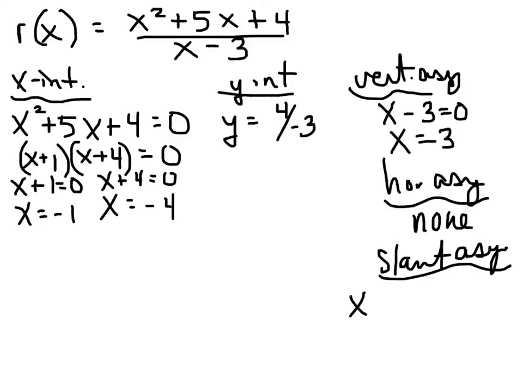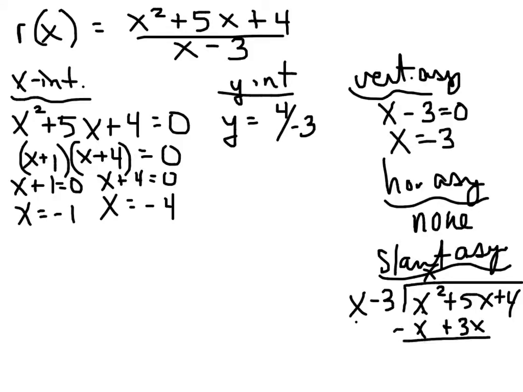So now I'm going to show my long division, everybody's favorite. And I say what times x gives me x squared, which is x minus 3x. Draw your line, switch your signs, add straight down. I get 8x plus 4. And then I start over. What times x gives me 8x is plus 8. There's my slant asymptote. Y equals x plus 8.